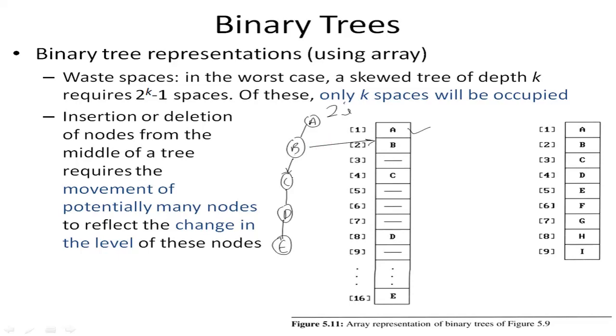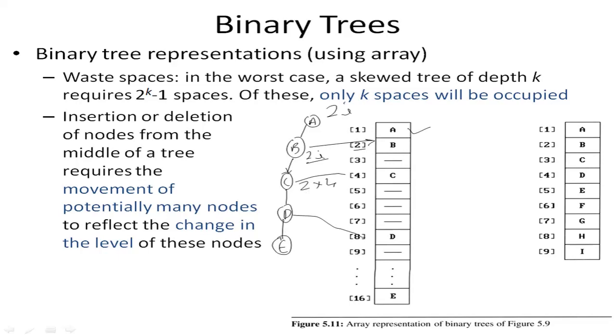Then C is what? Left child of B. So where do I save C? At location 2i. This B's number is what? 2. It's at second location. 2 into 2 is 4. So C I save at fourth location. Similarly, C's left child is D. So where do I save D? Again, 2 into i is nothing but the current position of C, which is 4. 2 into 4 is 8. So I will have to save D in 8th location.